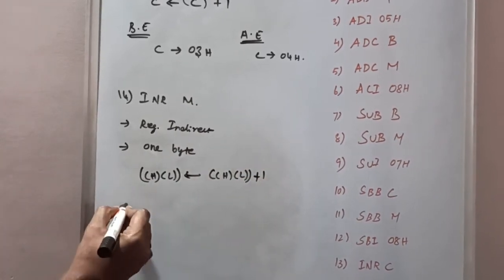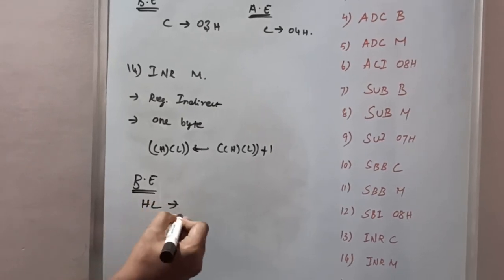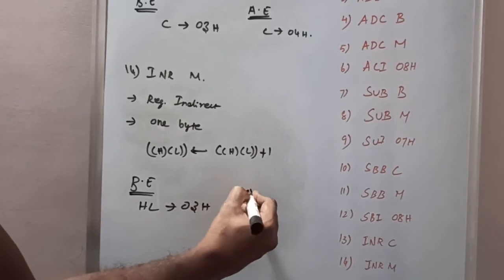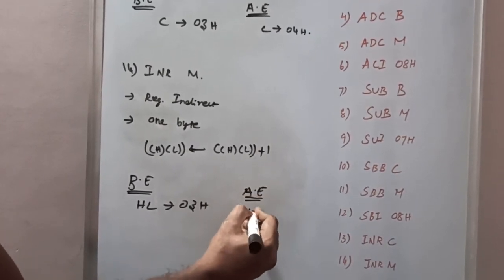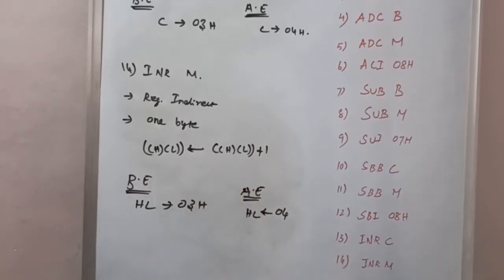So before execution, the HL pair content is 03 H. After execution of this instruction, the HL pair value is incremented by 1, 04 H.